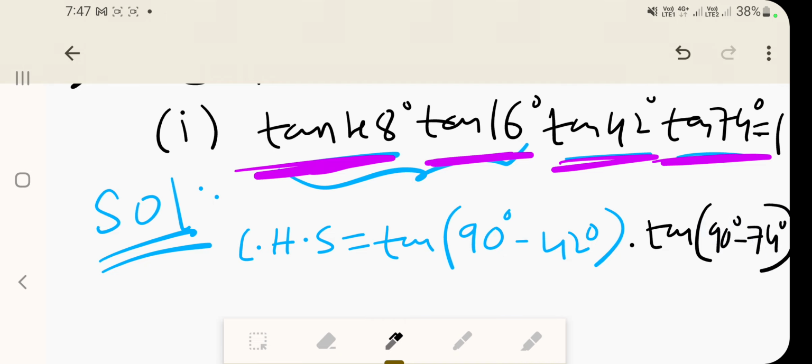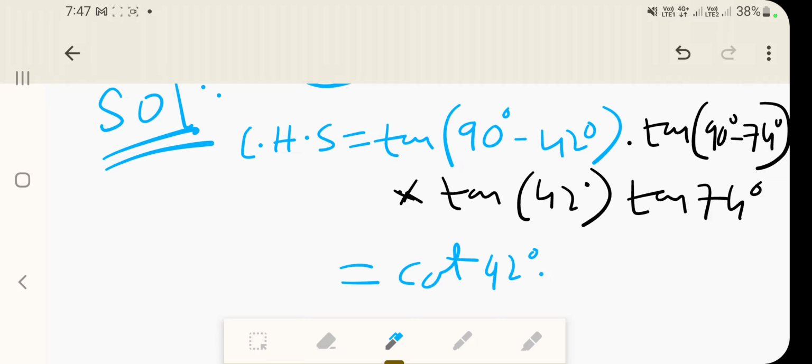Okay, tan(90 − 74) is nothing but tan 16. So in place of tan 16 we can write tan(90 − 74), into the further two terms, tan 42 into tan 74 degrees. We know the formula that tan(90 − θ) can be written as cot θ, that is cot 42 degrees, and tan(90 − 74) can be written as cot 74 degrees, into tan 42 into tan 74.